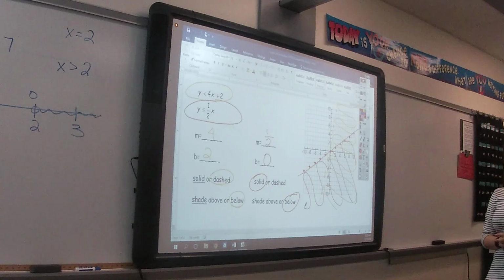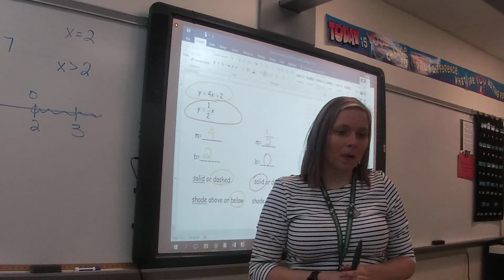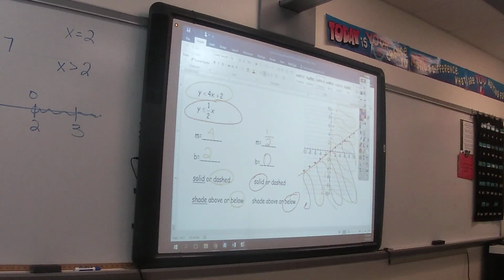Just making sure we get these both graphed. Got these pieces down. Yep, looks good. So here, just keep going with this. See these points? Do you need larger graphs for this? Can you see these? Kind of. Okay, so we get some larger graphs.